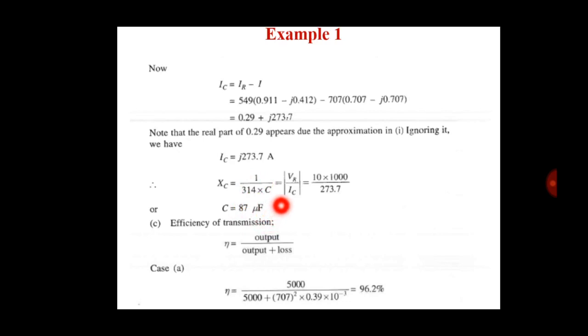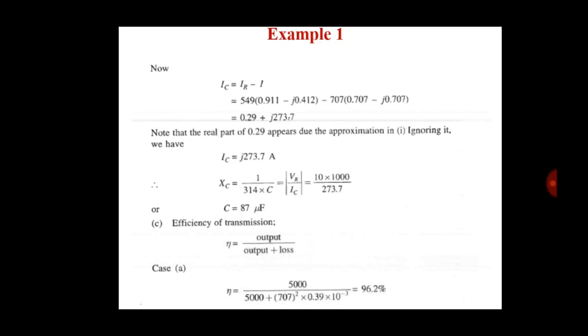Now the efficiency of a transmission line is equal to output divided by output plus losses. Now what is output? 5000, it is given, and losses is equal to I square into R. So the efficiency is equal to 5000 divided by 5000 plus losses I square R. The value of I is 707, whole square, into R is 0.39 into 10 raised to minus 3, which is equal to 96.2%. That means in case A, efficiency is 96.2%.